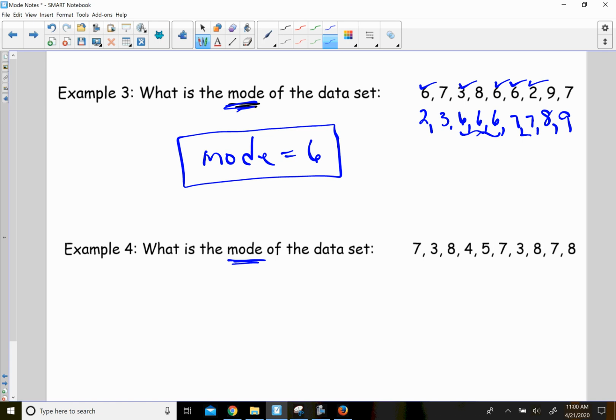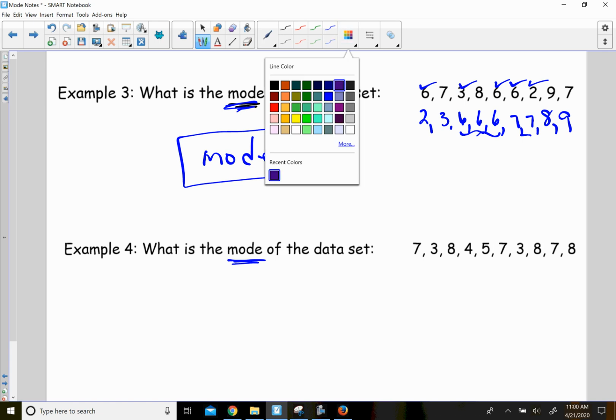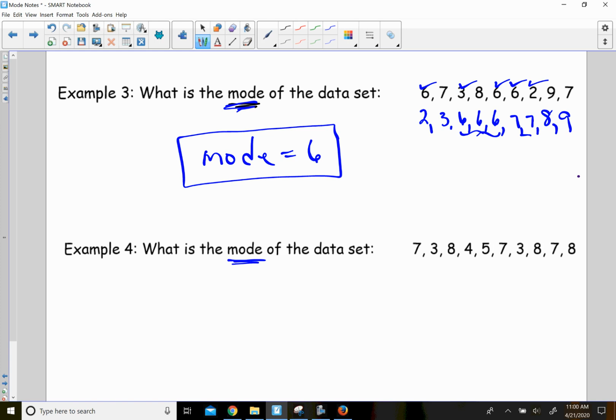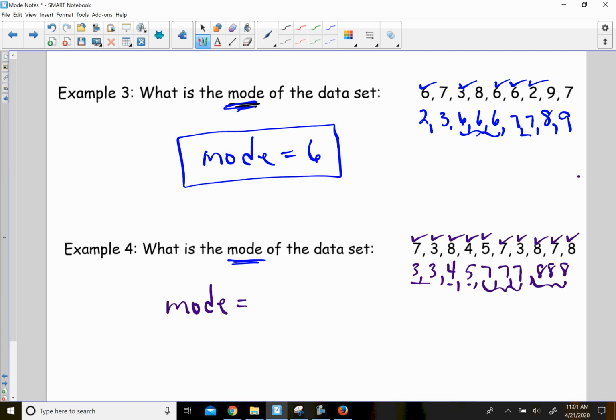So once again, I'm going to put my numbers in order from least to greatest. It helps me see how many times every number shows up at a glance. So my first, let's see, 3 shows up 1, 2 times. 4 shows up once. Then I have a 5. I have, let's see, 1, 2, 3 7s, followed by 1, 2, 3 8s. So now I can see 7 shows up 3 times, and 8 also shows up 3 times. 3 shows up twice, and 4 and 5 each show up once. So what number shows up the most? There's 2 of them, you're right. 7 and 8 are the mode.